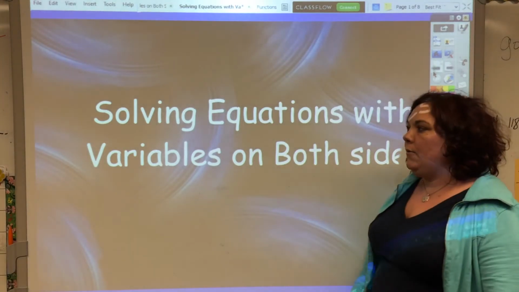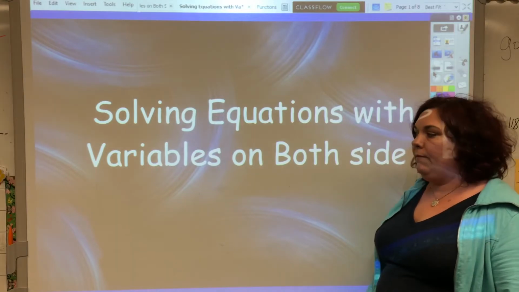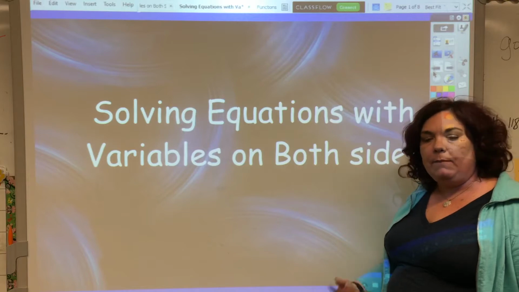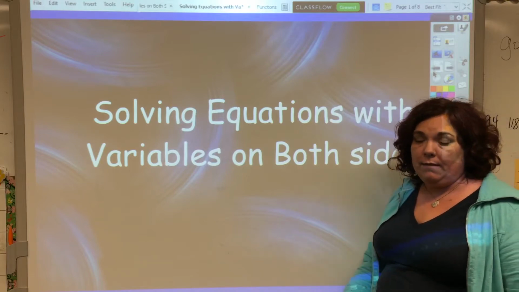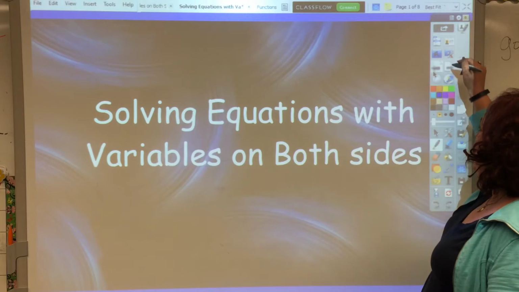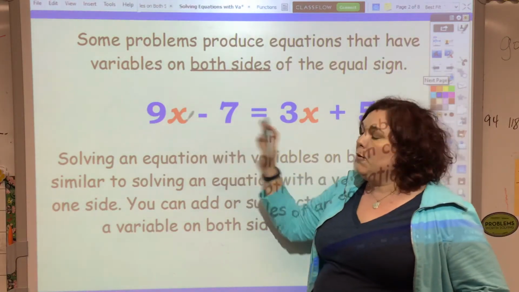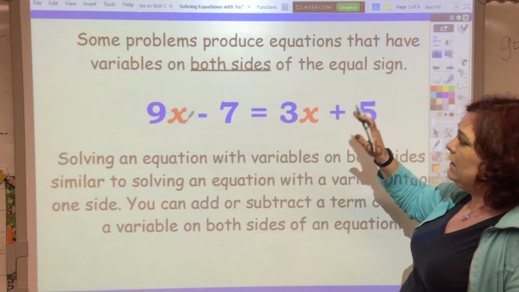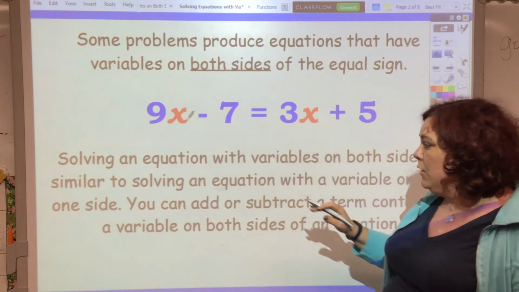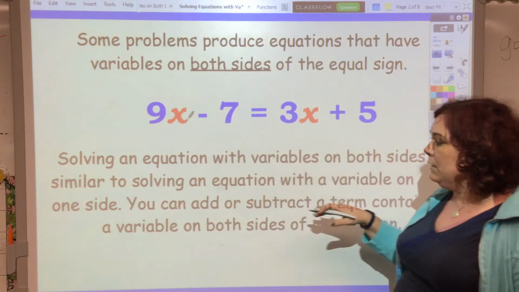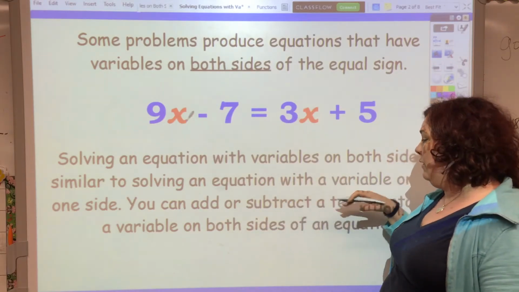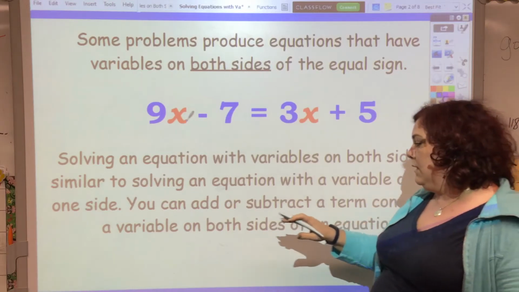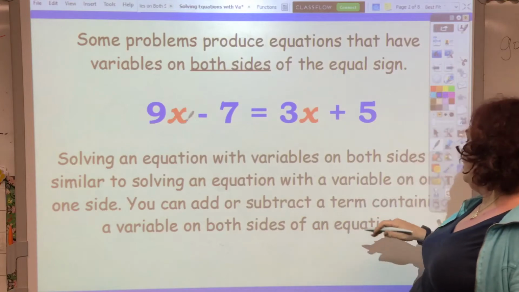So this video is going to be on solving equations with variables on both sides. So far you've seen two-step equations with a variable on one side. Now we're going to see the same variable but on both sides. Some problems produce equations that have variables on both sides of the equal sign. Solving an equation with variables on both sides is similar to solving an equation with a variable on one side. You can add or subtract a term containing a variable on both sides of the equation.